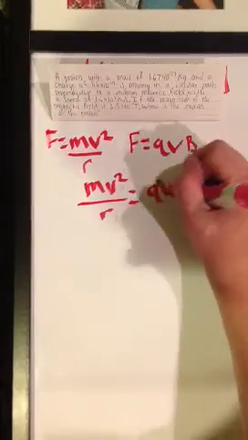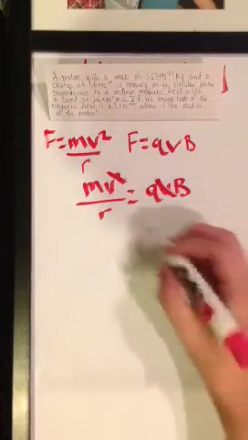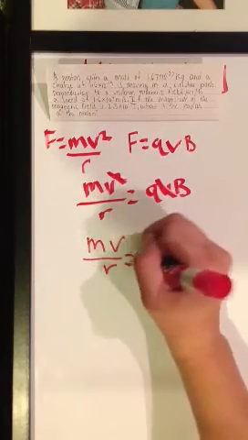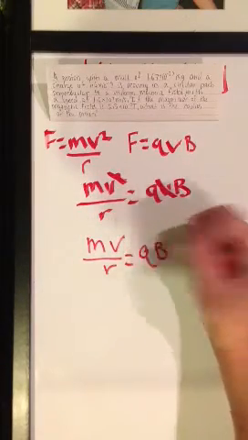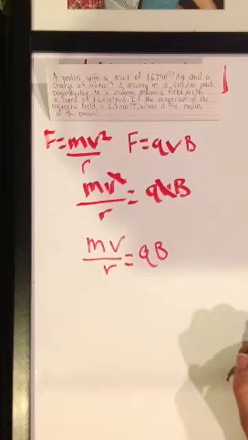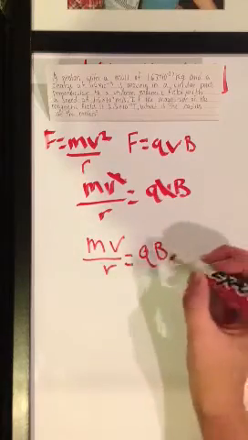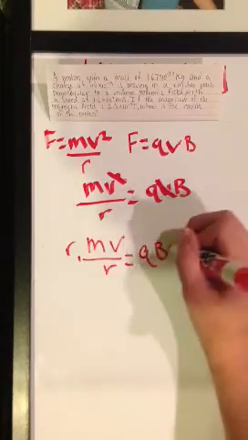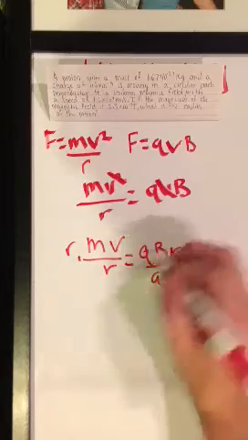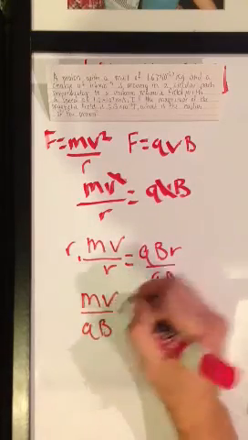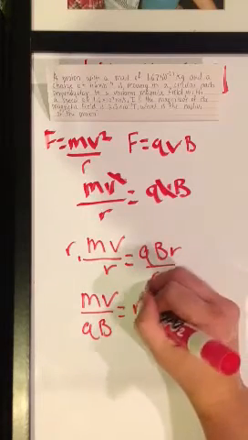Here, the v's cancel out, and we get mv over r equals qB. Now if we're solving for the radius, then we want to switch it around, times this by r, divide by qB, and you get mv divided by qB equals r.